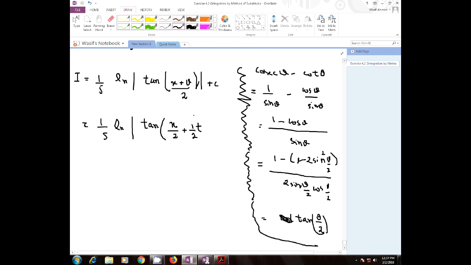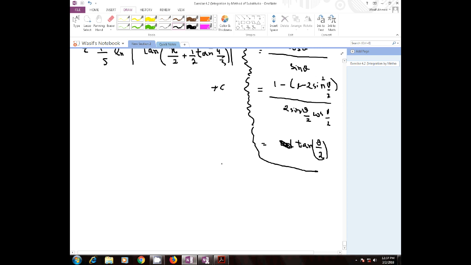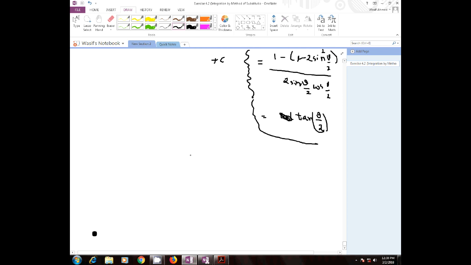And here you will write 1 divided by 2 tan inverse 4 divided by 3, and this is the answer of this integral. We can also solve the next question, which is also simple, and we will solve this question on the next page.